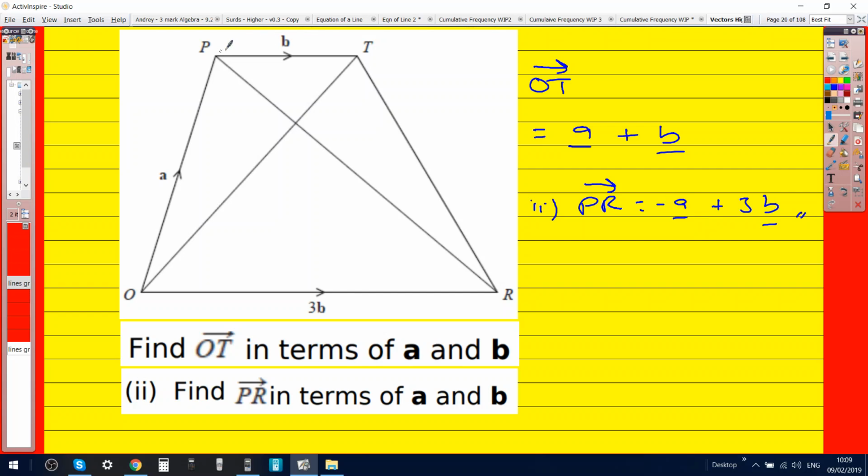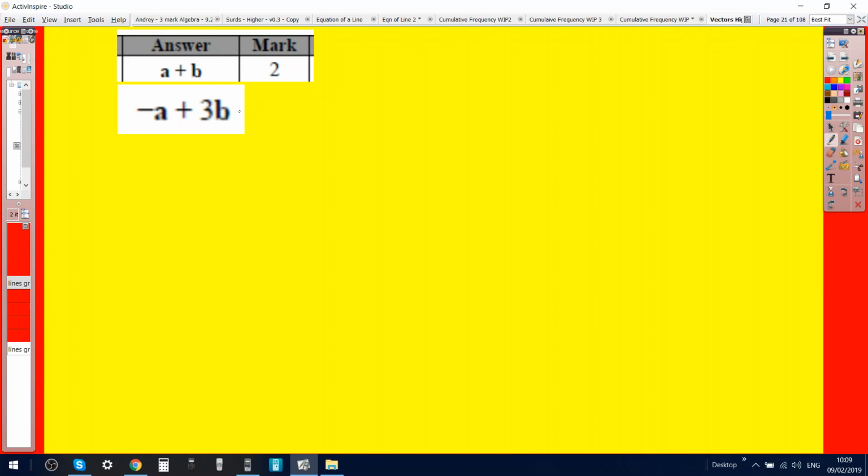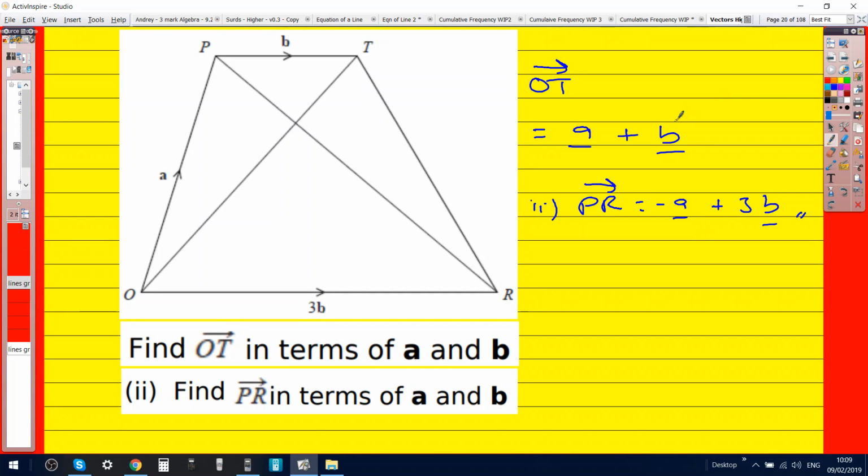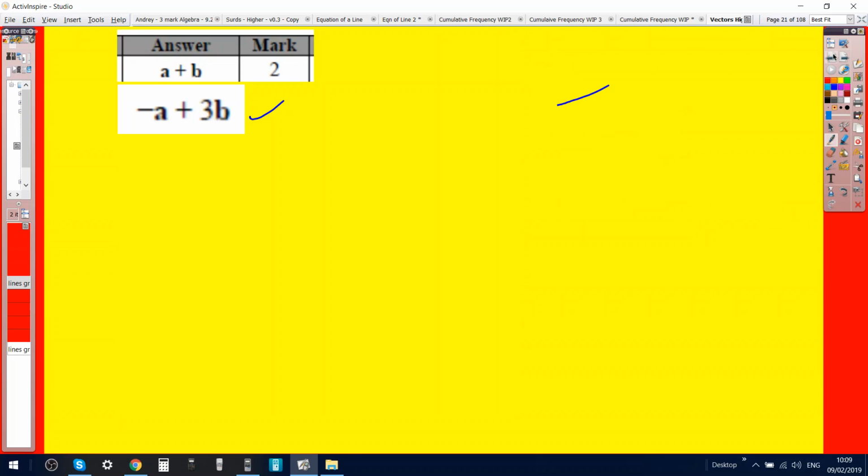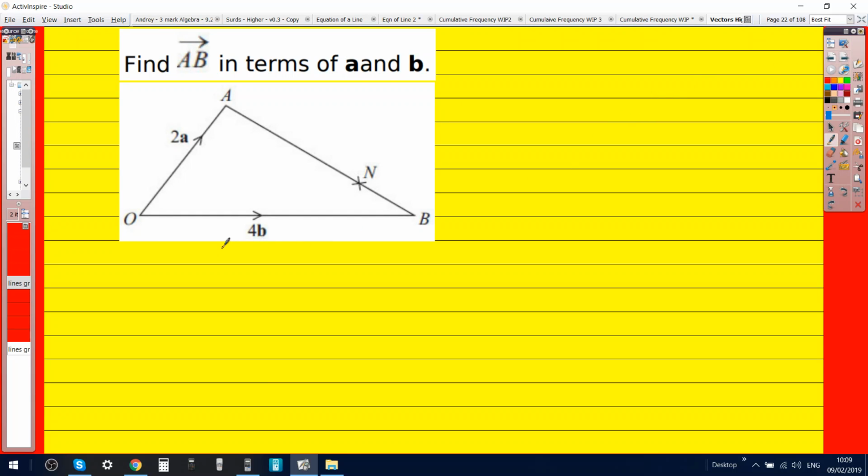And you can see if you went this way, you reach a dead end. So you have to go find the other route. Minus A plus 3B, and the other one was just A plus B. Yeah, that's it. Okay, how about this?